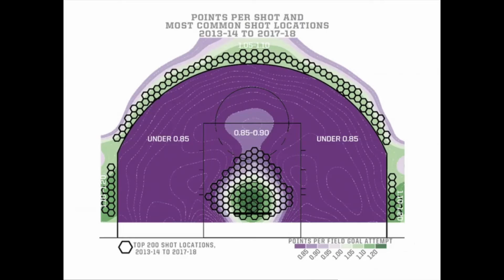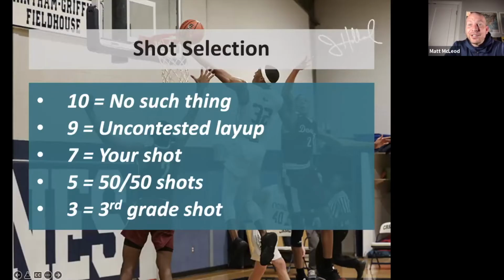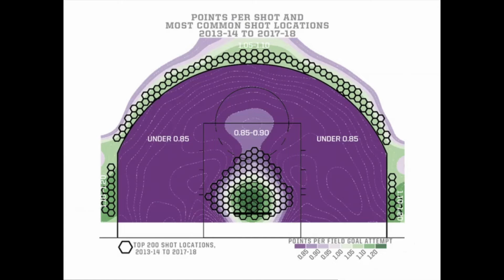Now, this is what we see of the most common shot locations in the NBA, how it's kind of evolved. And it's an older slide. You see 17-18 was the last year that we have on here. But with this, you'll see that these are the top 200 shot locations with these hexagons. They have pretty much eliminated anything from the mid-range, because we know in our shot selection, it's eliminating the worst shots. The worst shots have the lowest points per field goal attempt. So these shots that are under 0.85 points per field goal attempt, don't take as many of those.